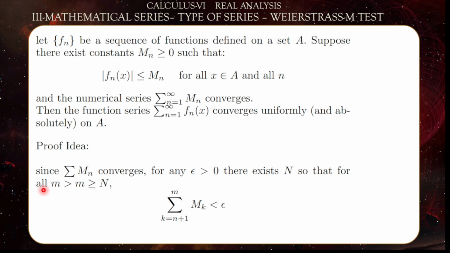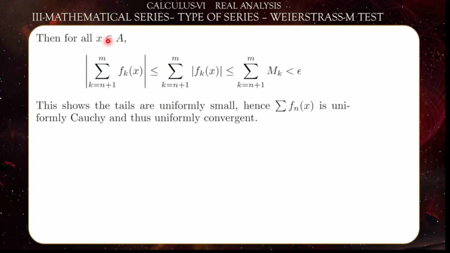Proof idea. Since sigma Mn converges, for any epsilon greater than 0, there exists N such that for all values of m greater than n greater than or equal to N, the sum of k equals n plus 1 to m of Mk is less than epsilon. Then for all values of x within the subset A, the absolute value of the sum from k equals n plus 1 to m of fk(x) is less than or equal to the sum from k equals n plus 1 to m of |fk(x)|, which is less than or equal to the sum of Mk, which is less than epsilon.